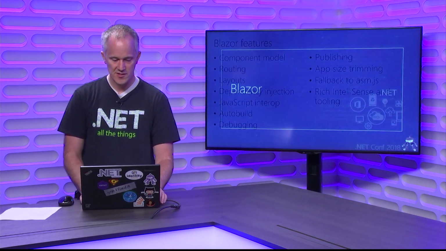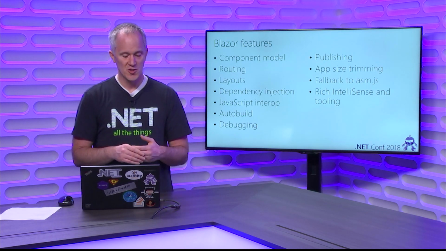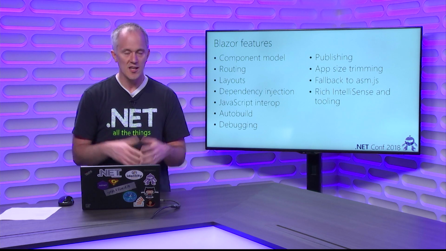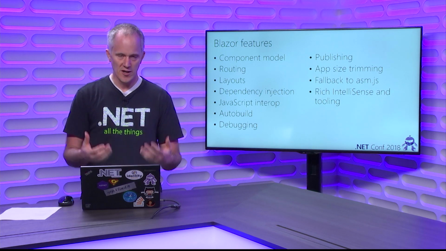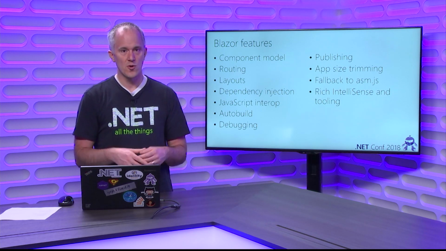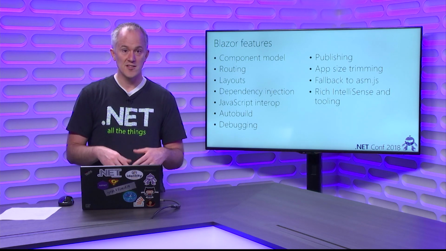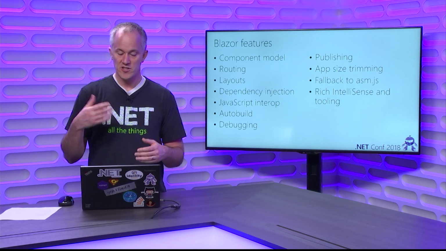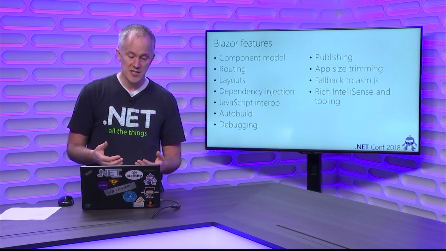So that is a little bit of Blazor. We've seen a lot of things. Blazor as a UI framework already has quite a few features, even though it is experimental. It has a fairly rich component model. It supports routing, client-side routing. It has a notion of layouts. We didn't really look at that in detail, but it's fairly straightforward. It supports dependency injection, JavaScript interop.